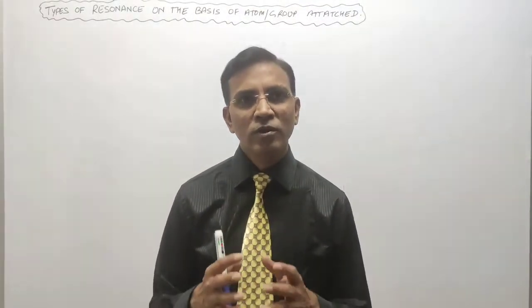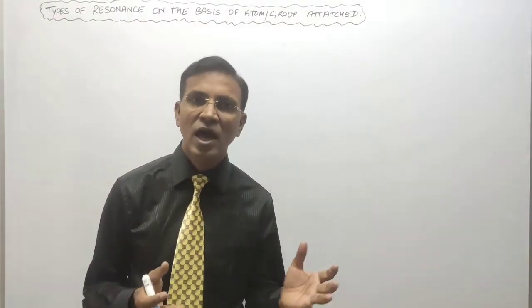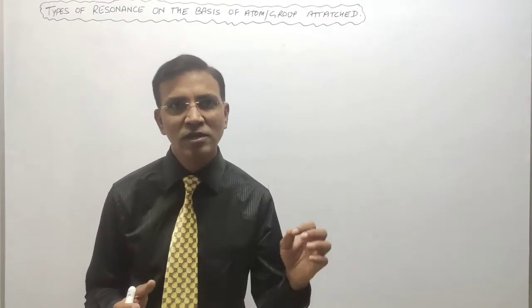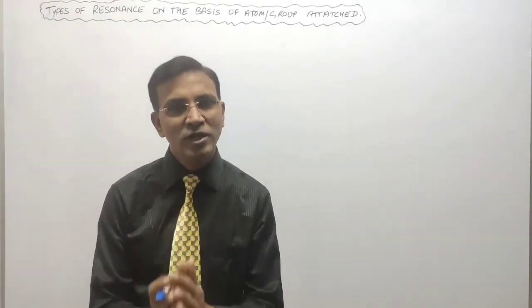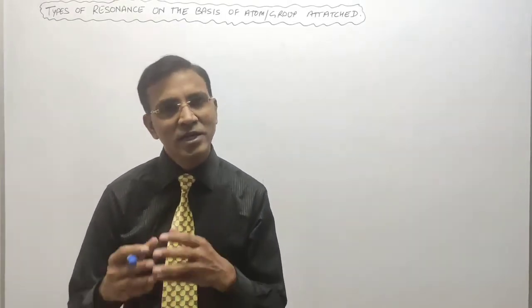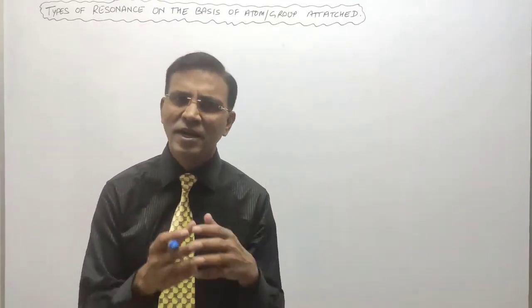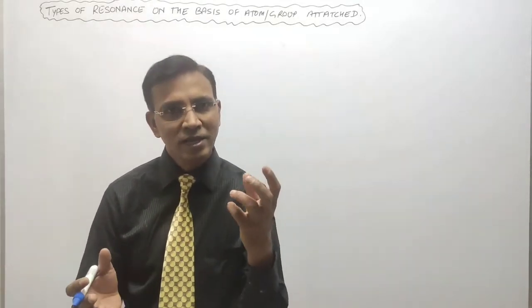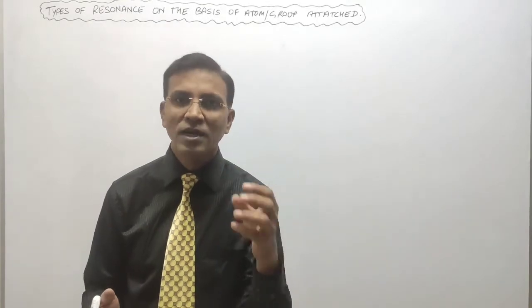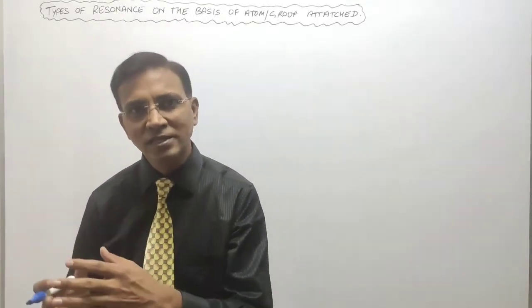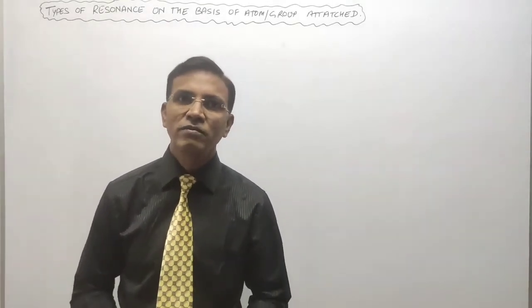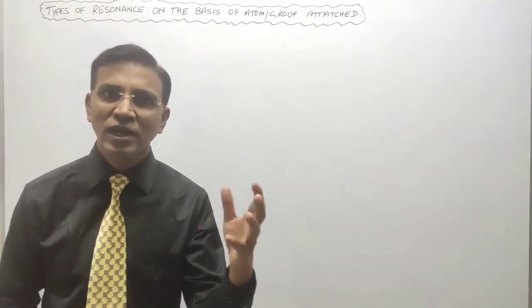Welcome back. So, in my previous lectures, we have studied about the resonance. What is actual resonance? When conjugation is present within the molecule, the delocalization of pi electrons takes place, and that is called the resonance. Because of the resonance, the energy decreases and the stability of the molecule increases. So today we are going to discuss the types of the resonance.